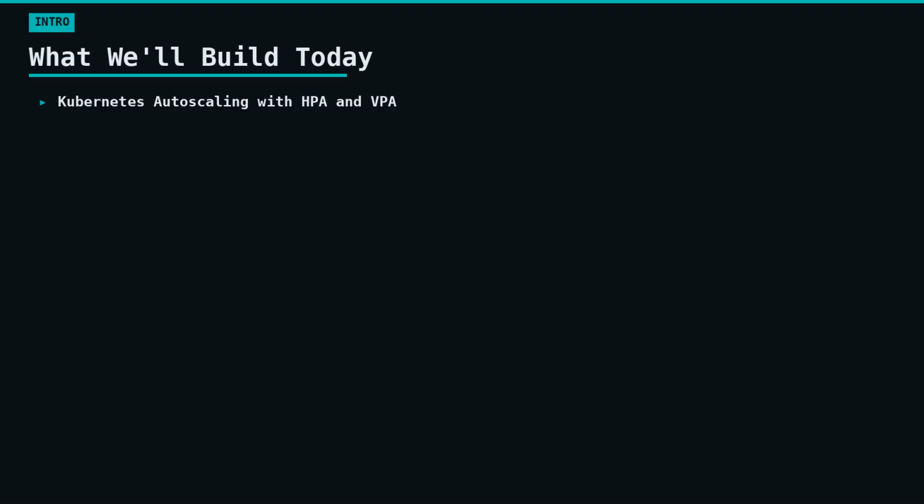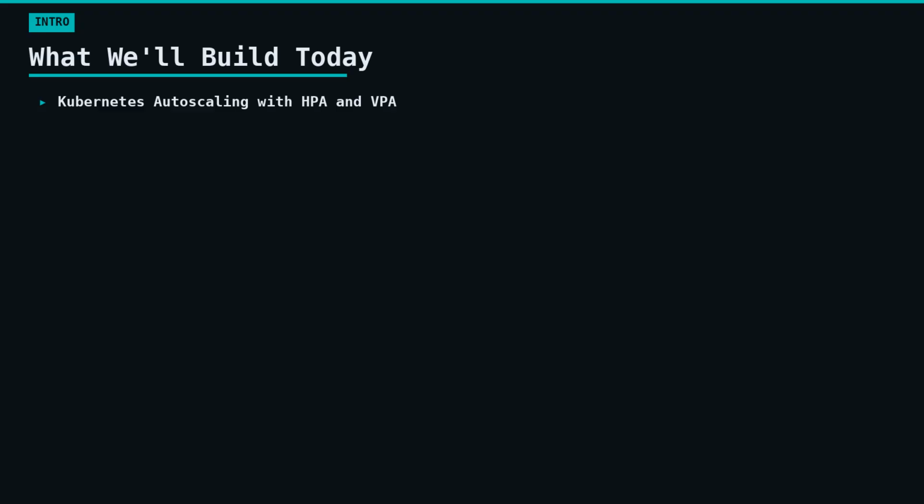In this tutorial we will deploy a scalable Kubernetes application using HPA and VPA. By the end you will have a fully automated scaling system running on Google Kubernetes Engine, GKE. This is exactly how I use this in production.